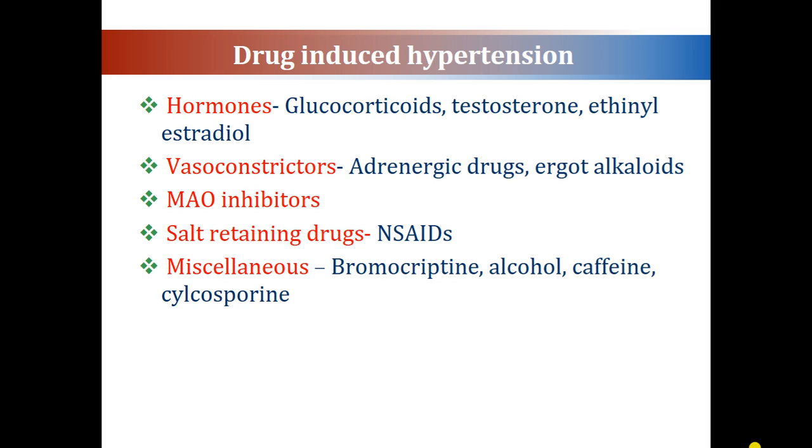So last point in the management is drug-induced hypertension. Certain drugs can cause hypertension like hormones, glucocorticoids, testosterone and ethinyl estradiol. Vasoconstrictor drugs like adrenergic drugs, ergot alkaloid, MAO inhibitor drugs, salt retaining drugs like NSAIDs, miscellaneous drugs like bromocriptine, alcohol, caffeine and cyclosporine. And treatment is you discontinue the offending drug and you start with the guidelines of the management of hypertension.